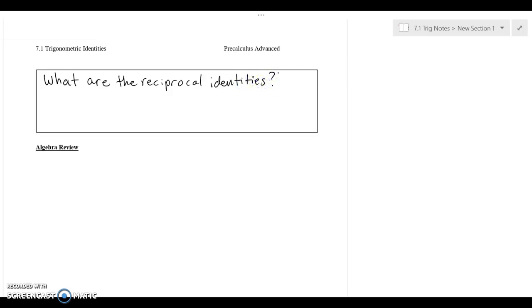We're also going to talk about the Pythagorean identities. So we're going to figure out what the Pythagorean identities are. And then the last question we're going to answer is, how do we prove identities?